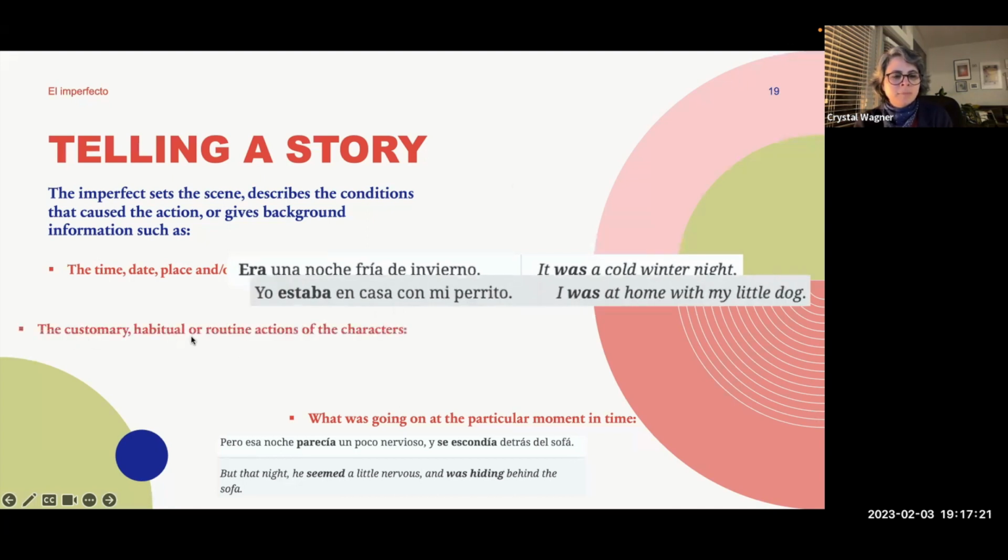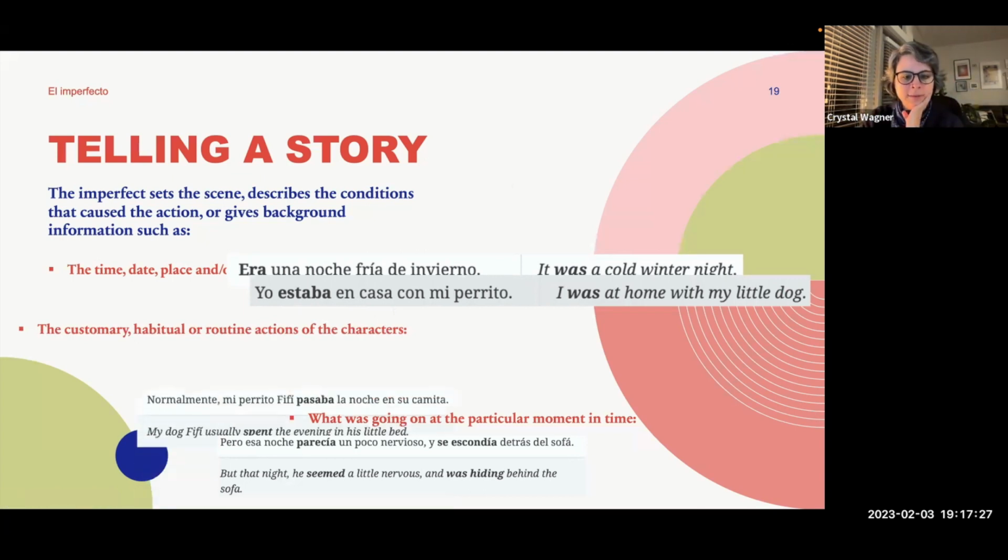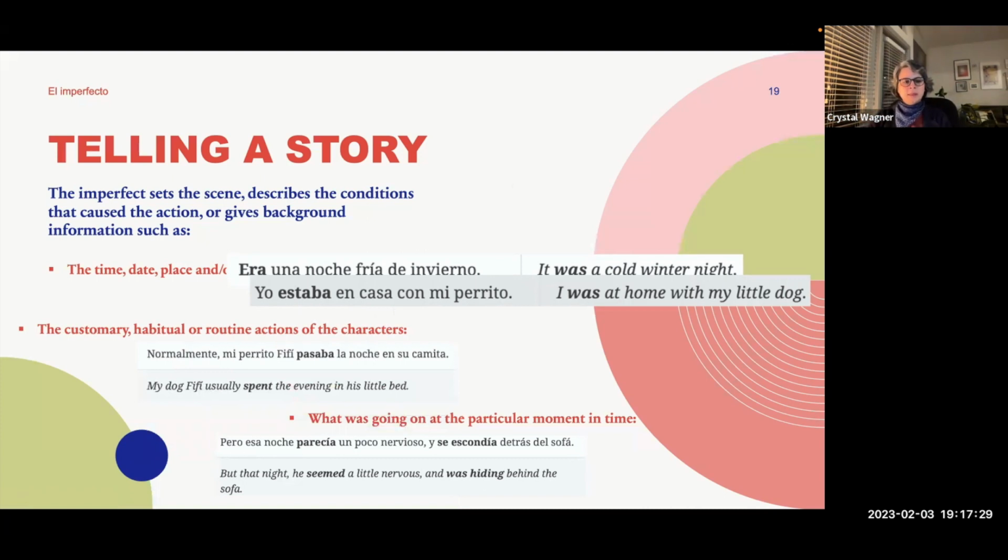The customary, habitual, or routine action. This is one of the uses of the imperfect that we saw in the first slides. Normalmente, mi perro, Fifi, pasaba la noche en su camita. So this was the routine action of the little dog, right? He usually spent the evening in his little bed.